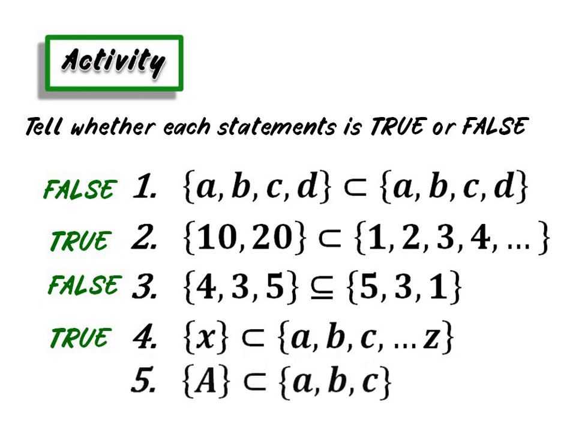And number 5, the set containing capital letter A is a proper subset of the set containing lowercase letter a, b, c. Is this true or false? If your answer is false, good job. The element capital letter A is different from the lowercase letter a here, and these two are not the same. Therefore, the given set containing A is not a subset of the set containing a, b, c.